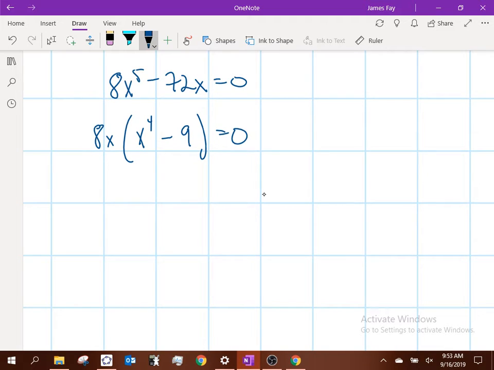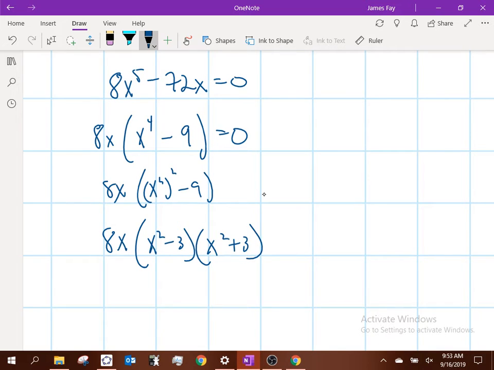What's this one? What do they both have in common? X and 8. Okay, so just read me the whole problem. 8x to the 5th minus 72x equals 0. Okay, so they both have an 8 in them, right? They both have an x in them, right? Yeah. So it says x to the 4th minus, so 72 divided by 8 is 9. Okay, so this maybe isn't as obvious, but this is the difference of perfect squares. Because isn't x to the 4th the same thing as x squared squared? So then I can rewrite this as 8x times x squared minus 3, x squared plus 3.